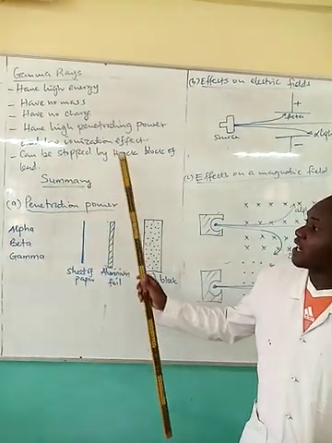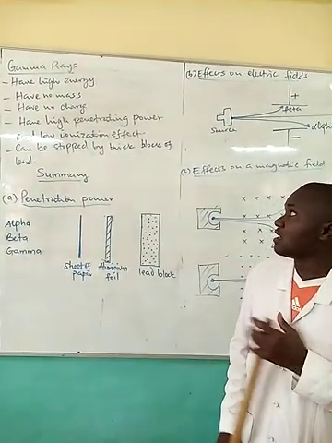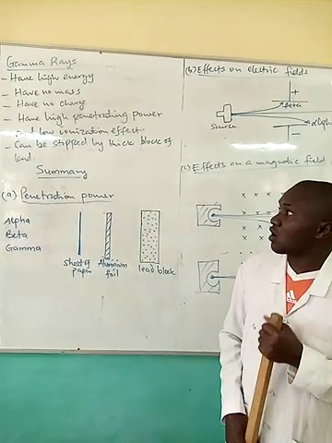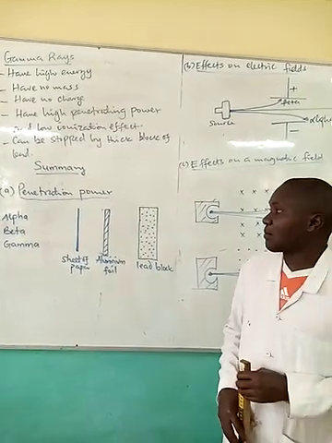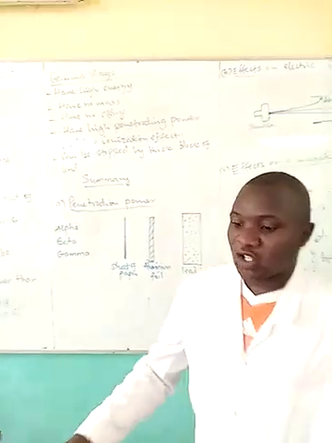Then they can penetrate thin sheet of paper. They can penetrate aluminium foil. But when you put a thick block of lead along the path, then they will be absorbed or stopped.